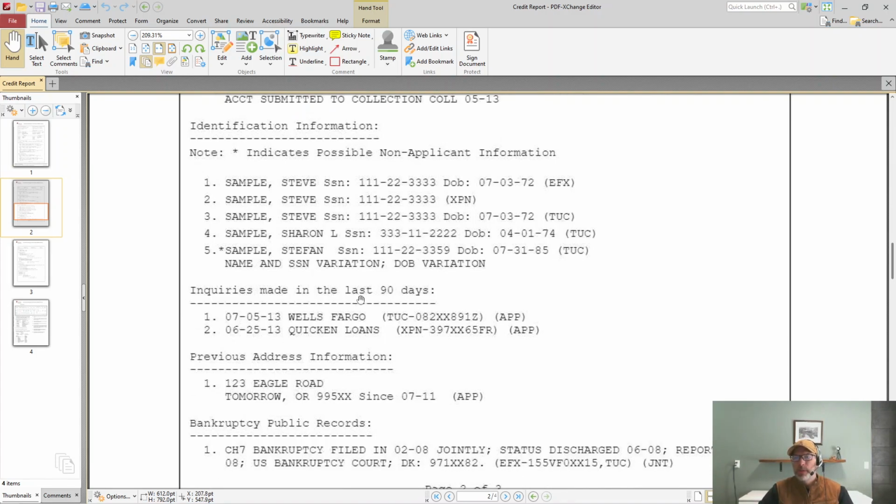This shows inquiries in the last 90 days. Wells Fargo and Quicken Loans, both of these are mortgage lenders, so the entity may assume that they are out shopping for a loan. They're looking for different loan options. It shows you their prior address, 123 Eagle Road in Tomorrow, Oregon, and they'd lived there since July of 2011.